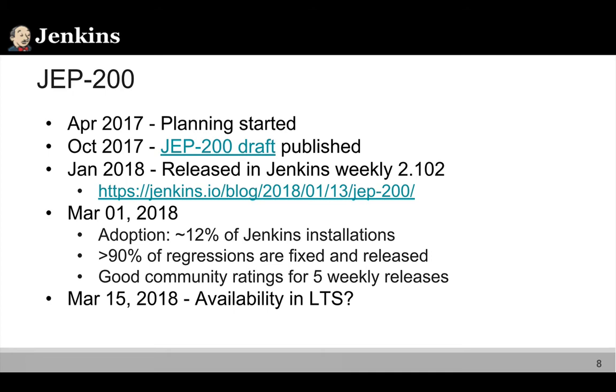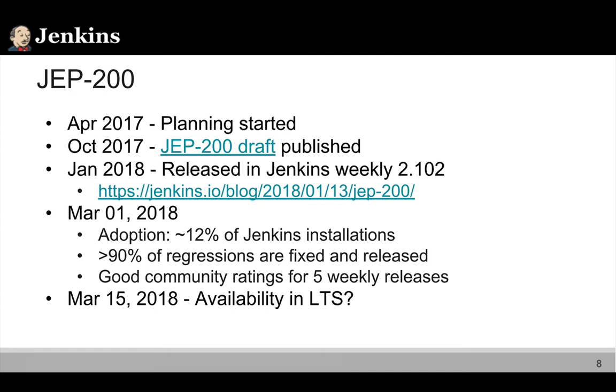Actually, we released it in January 2018 in Jenkins 2.102. So there was a blog post announcement with all the details, with guidelines, with troubleshooting, and we will be talking about it. By now, it's almost 2 months since this change has been released. We reached a 12% adoption in Jenkins installations. What it means is that weekly releases are being pretty widely used, but not everybody updates weeklies immediately. So by now we have only 12%.